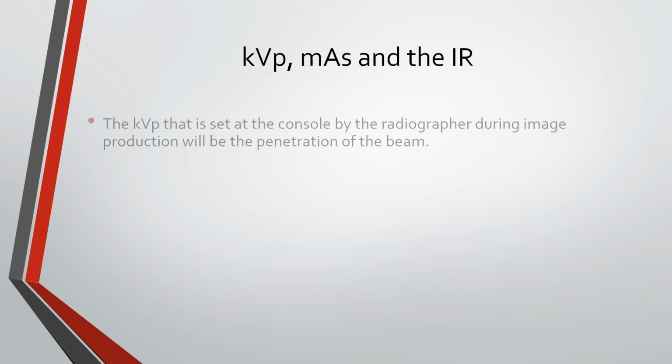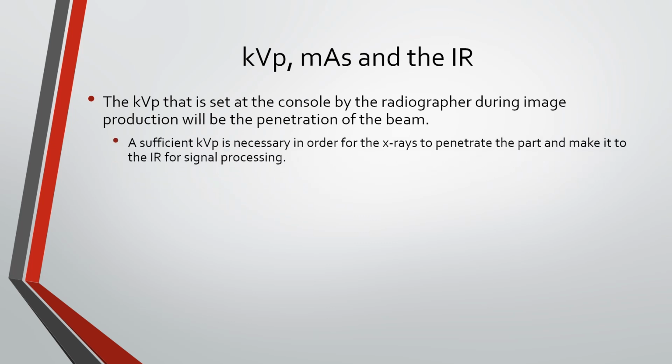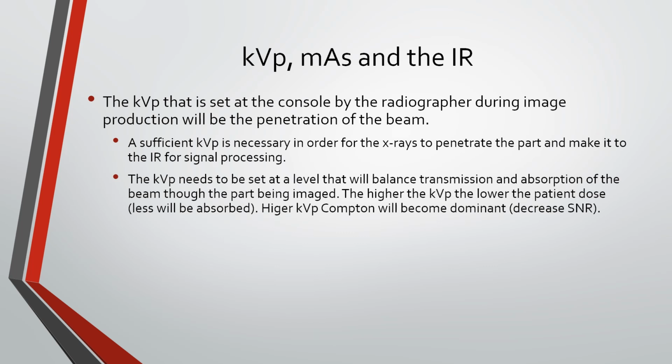Let's go ahead and start putting some things together. The kVp that is set at the console by the radiographer during image production will be the penetration of the beam. A sufficient kVp is necessary in order for the X-rays to penetrate the part and to make it to the IR for signal processing. The kVp needs to be set at a level that will balance transmission and absorption of the beam through the part being imaged. The higher the kVp, the lower the patient dose, because less will be absorbed in the patient, and more will be transmitted through the patient. The opposite is true as well. The lower the kVp, the higher the patient dose.